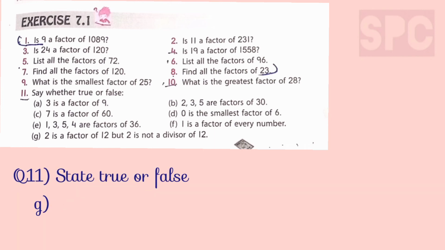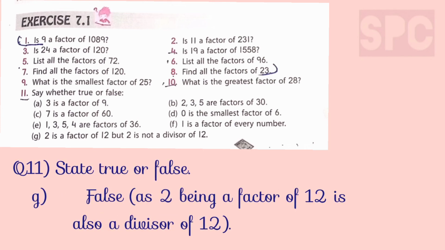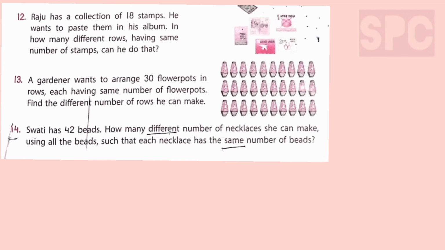G. 2 is a factor of 12 but 2 is not a divisor of 12. This is a false statement. Every factor is an exact divisor of that number. So 2 being a factor of 12 is also a divisor of 12. This is a false statement. Let's move on to question number 12.